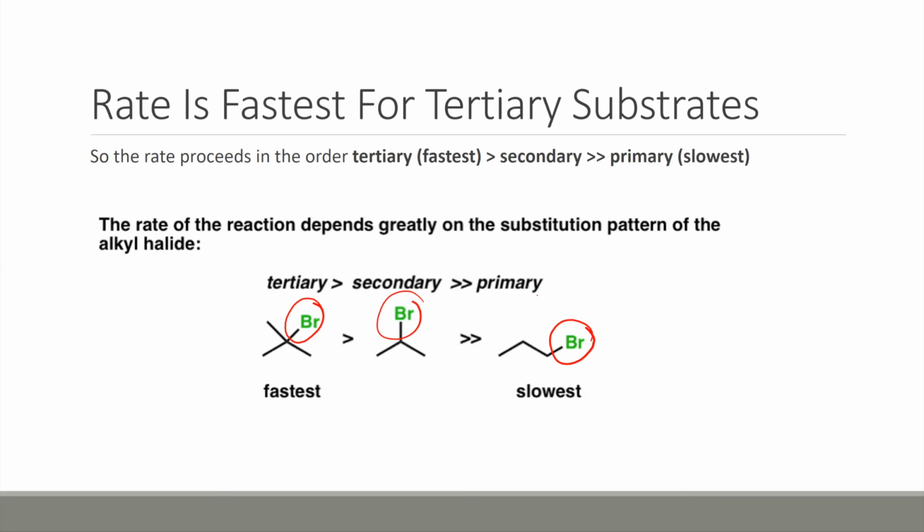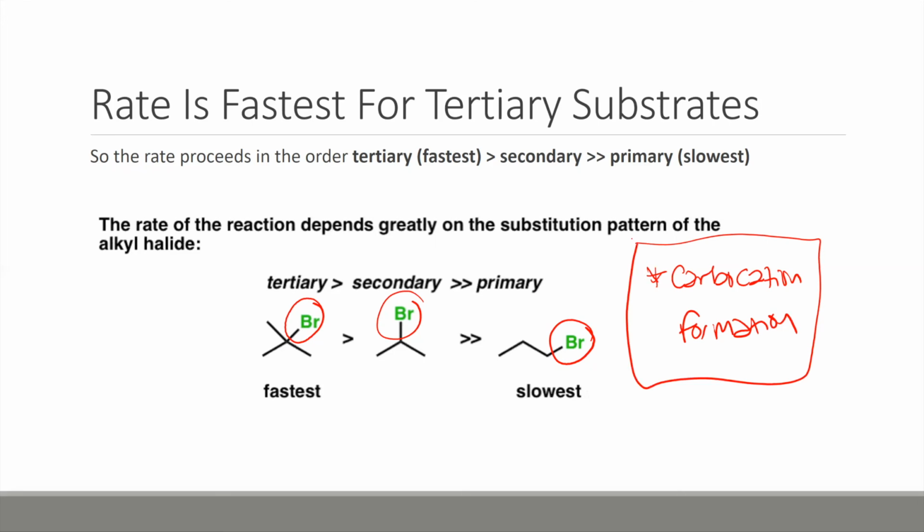And again, that is because of the key step of the carbocation formation. Don't forget from our lectures on SN1 that the reason that tertiary is better for a carbocation is the stability that is provided from those extra groups surrounding the ion.